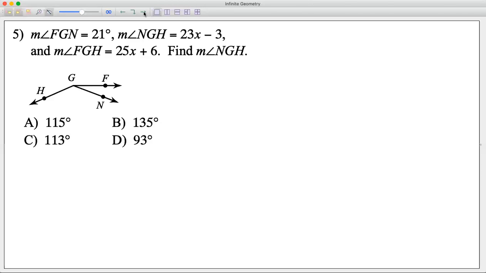Now, you feel like you did a whole lot of work, but then you're not to the answer. So you go back to what they're asking. They're asking you to find NGH, which was this. I know that x is 6. Ugly numbers, right? 23 times 6 is what? 138, sorry. Minus 3 would be? You said x was 6, right? You know that NGH is 23.